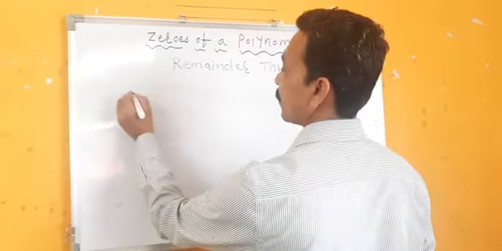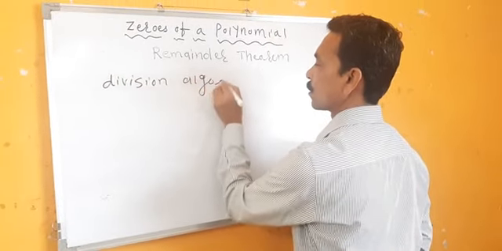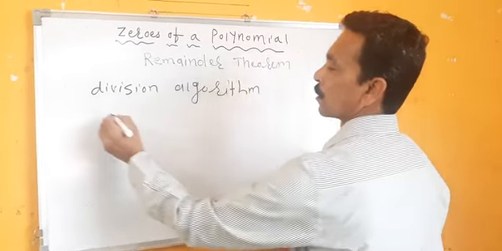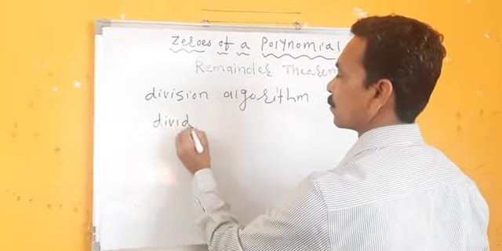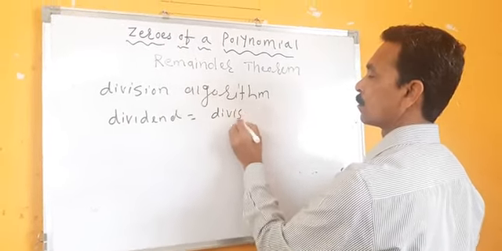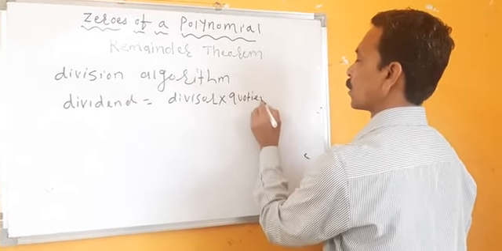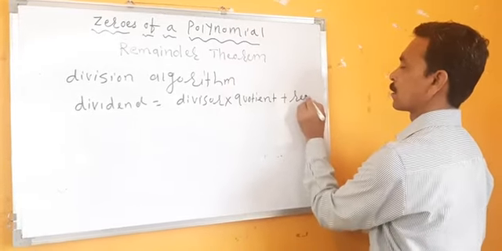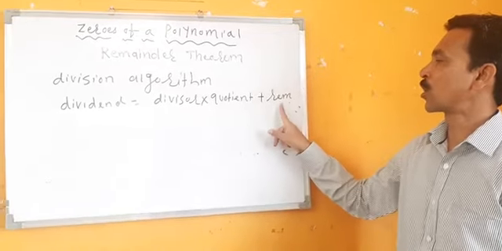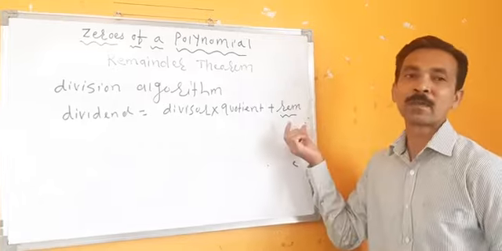I will write here division algorithm. What is division algorithm? Dividend is equal to divisor into quotient plus remainder. Dividend is equal to divisor into quotient plus remainder. I have written the short form, REM, for remainder.